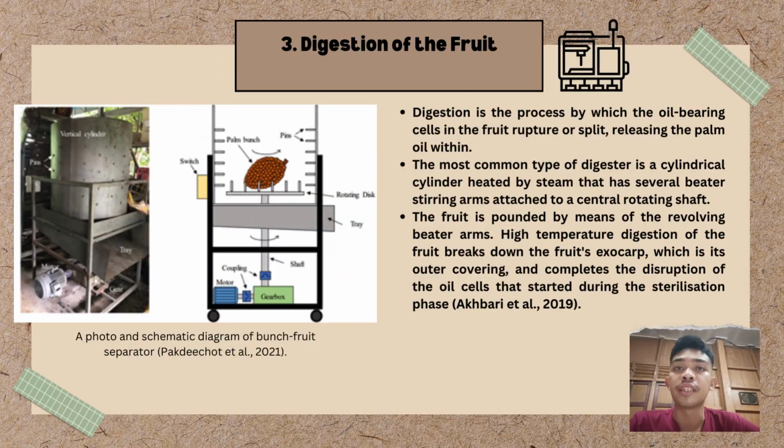The third process is digestion. Digestion is the process by which the oil-bearing cells in the fruit rupture or split, releasing the palm oil within. The fruit is pounded by means of the revolving beater arms. High temperature digestion of the fruits breaks down the fruit exocarp, which is its outer covering, and completes the disruption of the oil cells that started during the sterilization phase.